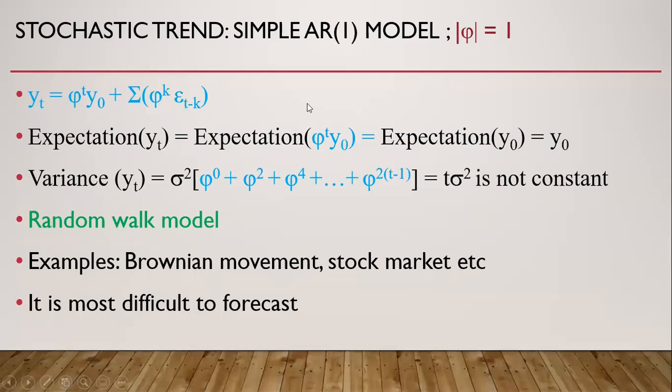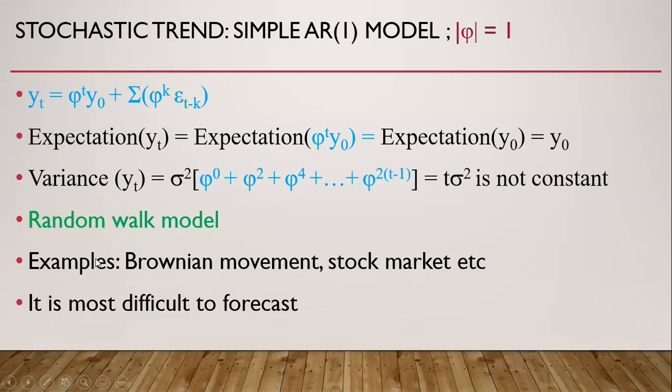So what if the parameter is equal to 1? This is a very interesting scenario. If this is our time series, and we put our parameter as equal to 1, then the expectation of this series becomes the expectation of y is 0, and that is constant. But the variance becomes this term, and this term is dependent on time, so this is not constant. So the variance is not constant, the expectation is constant, and this is known as the random walk model.